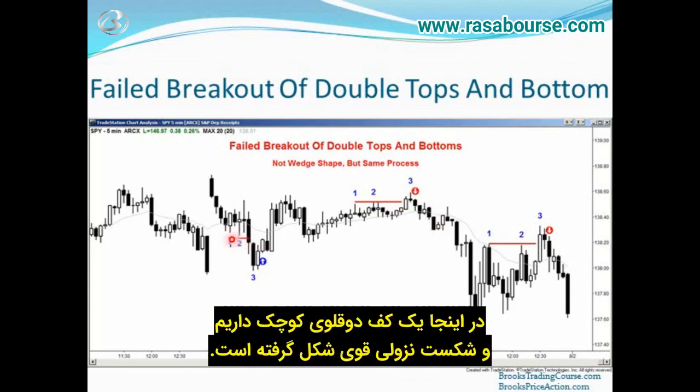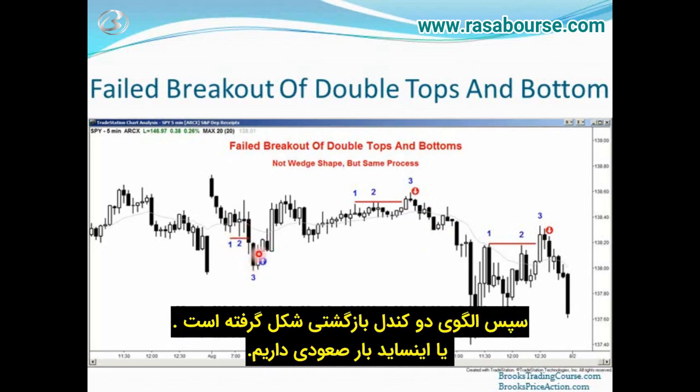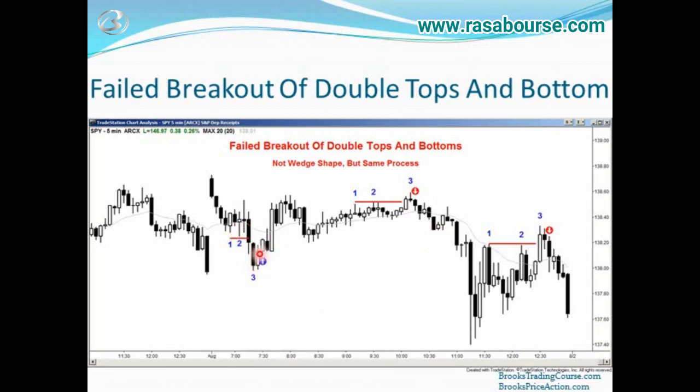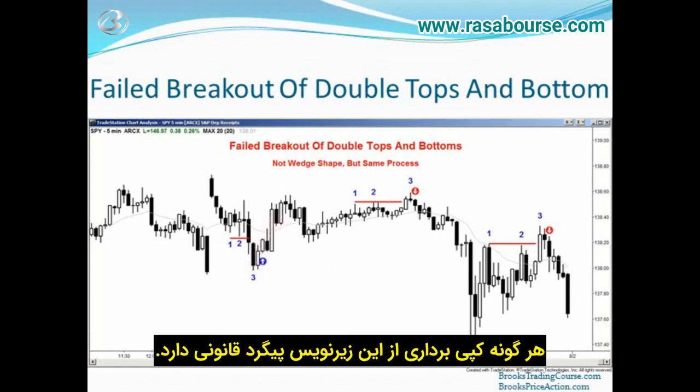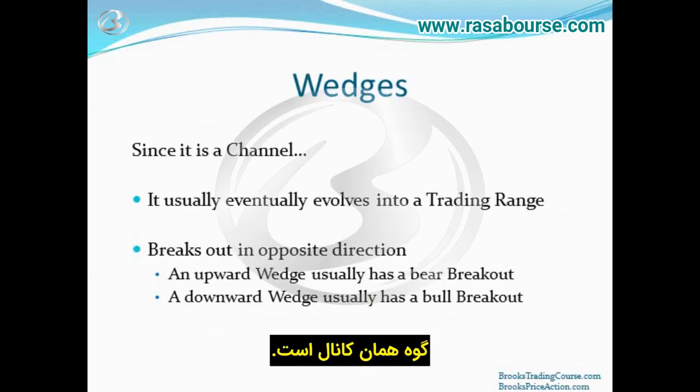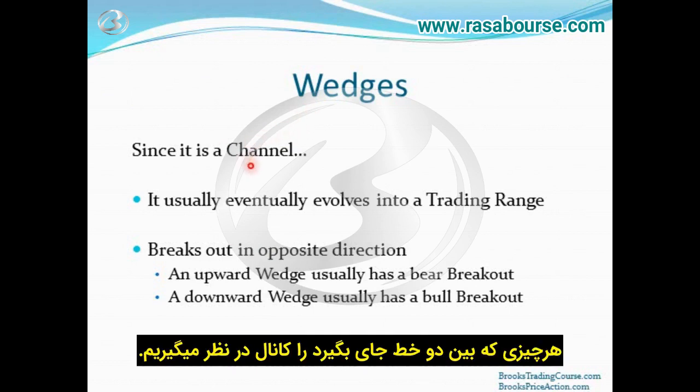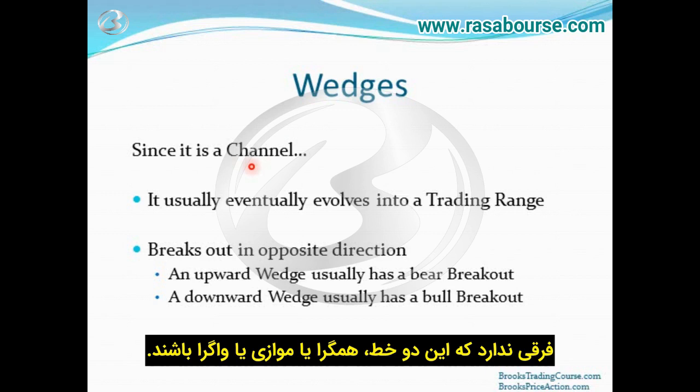A double bottom, a small double bottom, a strong bear breakout, a 2-bar reversal, or a bull inside bar. You can call it either one. So the third push down here and a reversal up. Wedges are channels. Anything contained within 2 lines is a channel. It doesn't matter if the lines are converging, if they're parallel or diverging.